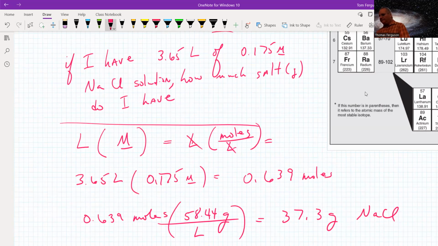Okay, so we have a volume, 365 liters. We have a concentration. Multiplying those two together gives us moles. And if we have moles, then we can get grams, using the molar mass.